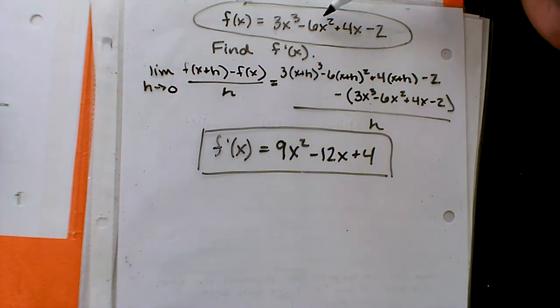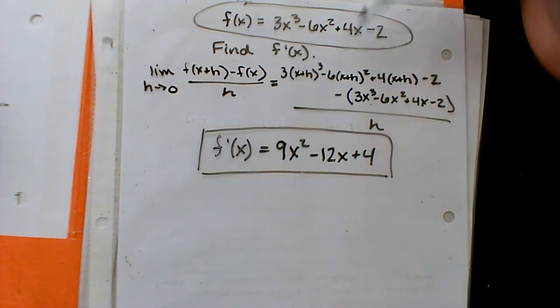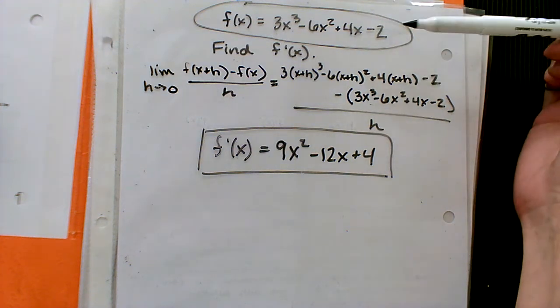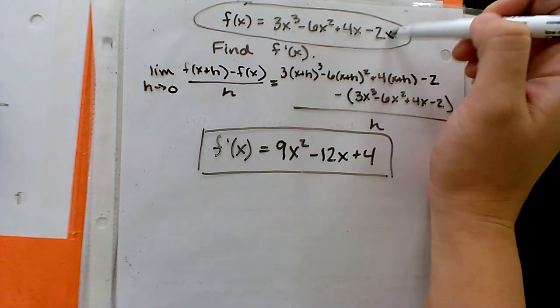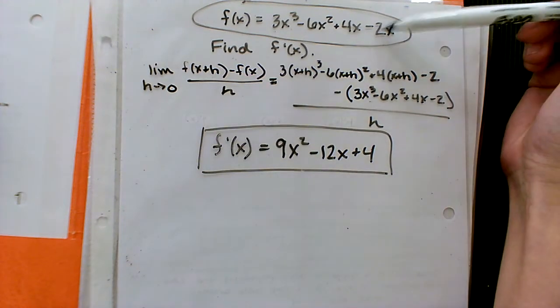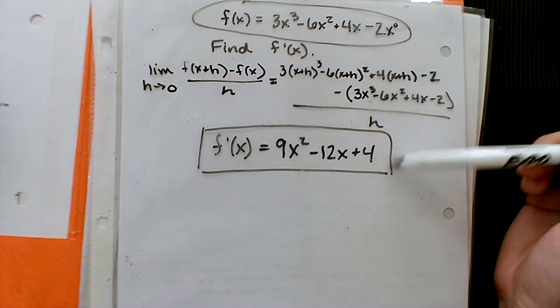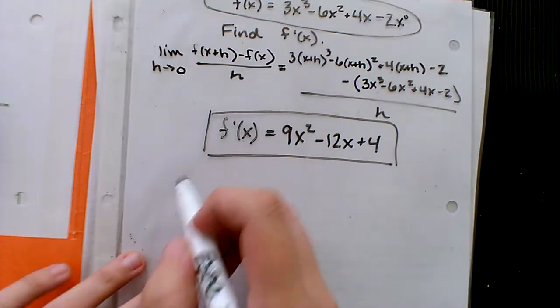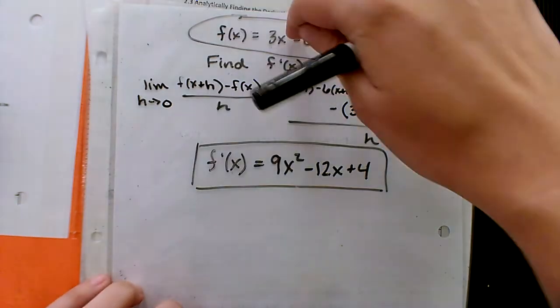Does the same pattern work for the next term? Yeah. What's going on with the negative 2? Well, it's like x to the 0, right? Because you don't have x's. So negative 2 times 0 would be 0. Notice how we don't have anything left. There's our shortcut.